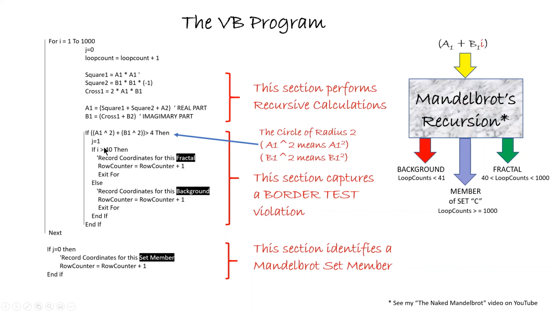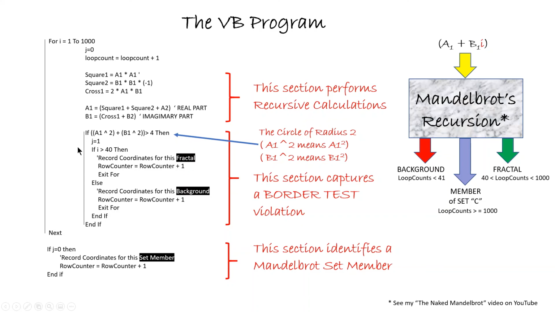Now, if it's not greater than 40, then it's background. All right, so we collect the coordinates that define the point for the background, and we exit the for. Also, j is 1, so it won't do this. So the new point that we have is either a fractal or a background point.